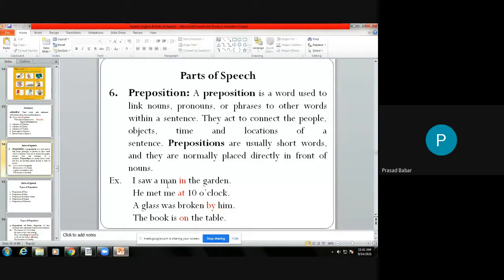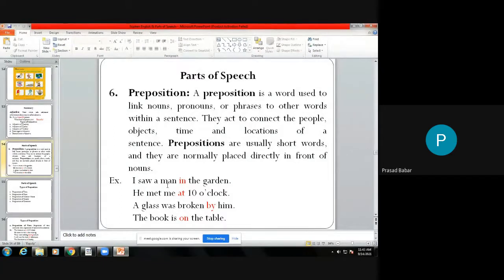We can't use "in" or "on" or "by" instead. We can't use those in "He met me at 10 o'clock" because it is showing the time. So we should be familiar with these types of uses. "At" is used to show the timing of the incident.